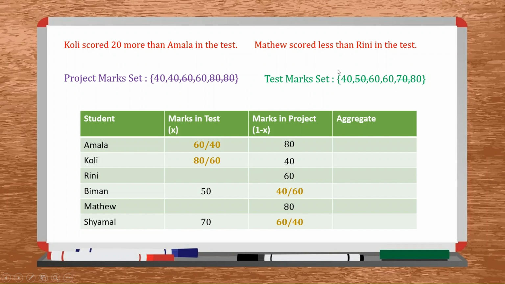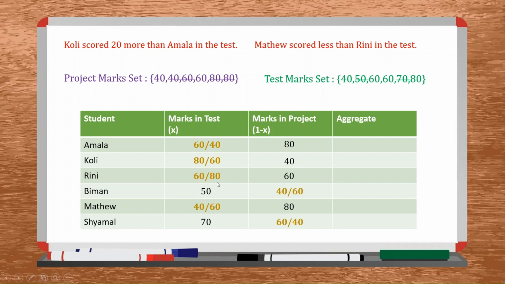Now, what possible values are left with me is, if I assign 80 to Kohli, 60 to Amla, then Rini would have 60 because Rini has more marks than Matthew. So in that case, I'll be assigning 60 to Rini and 40 to Amla and 40 to Matthew.